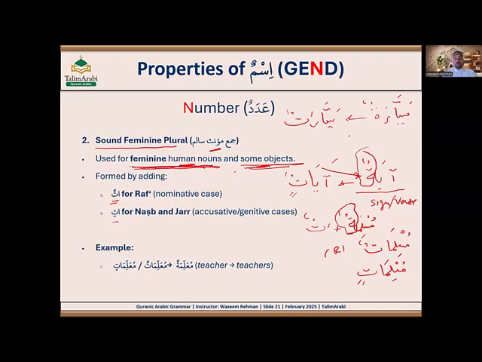Like muallimatun, another example: muallimatun, a teacher; muallimatun, three or more teachers, or muallimatin. So you drop ta marbuta, add atun and atin: atun for rafa, atin for nasab and jar. All right, so that's the second form. These sound masculine and sound feminine plurals are mainly for humans, but in the sound feminine, there may be some objects as well.